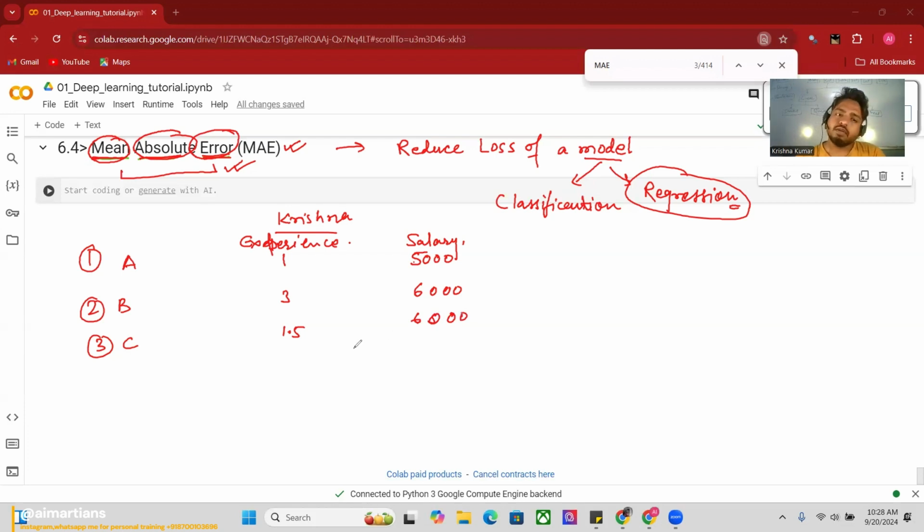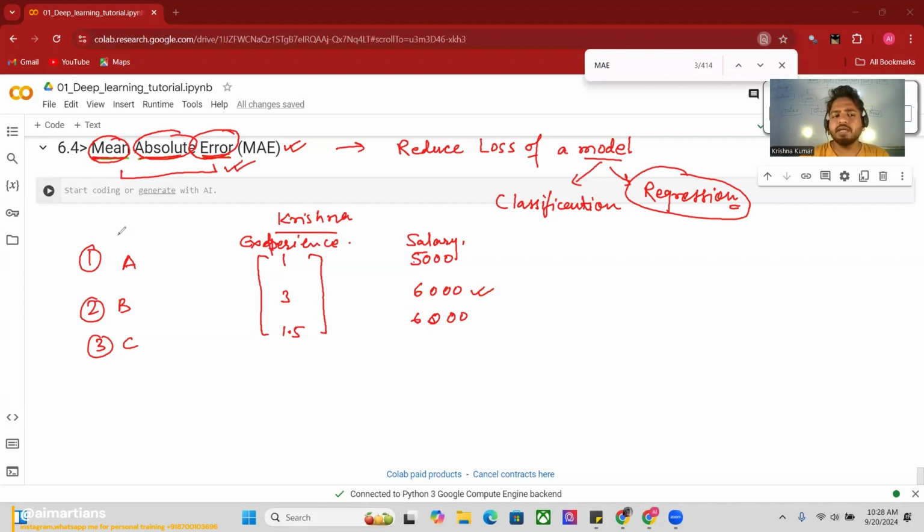If I'm talking about experience, the person named B must have a higher salary than all, because he has more experience, but I am offering them 6,000. So what is the problem? Is there any change I have to make?